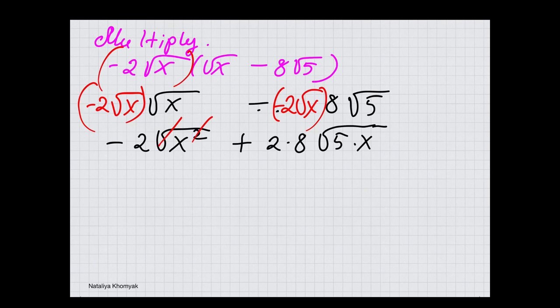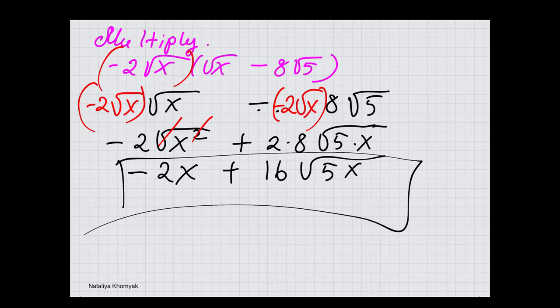Square root and the second power will cancel. So we have negative 2x plus 2 times 8, 16, square root of 5x. And this is our solution.